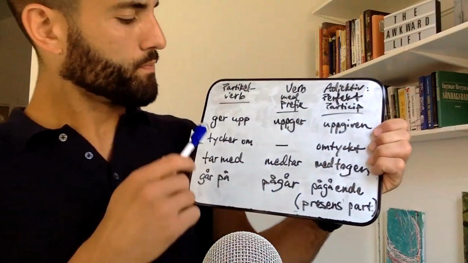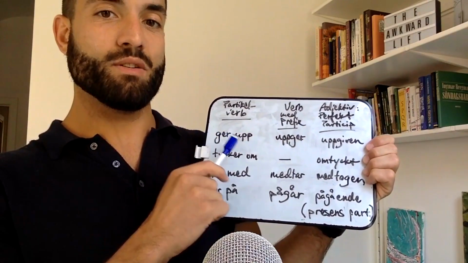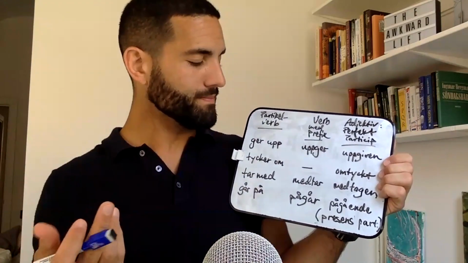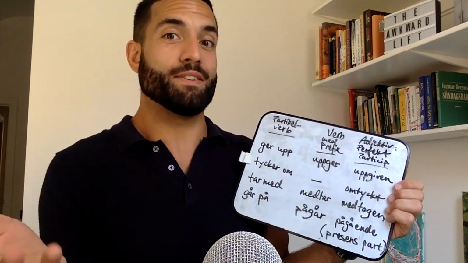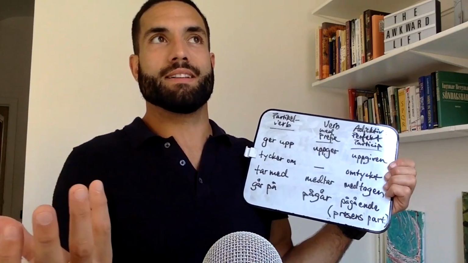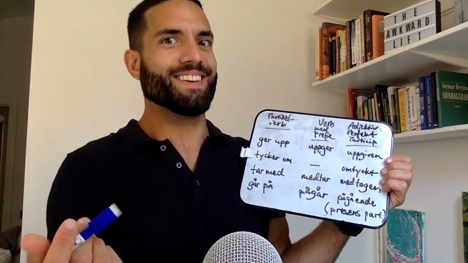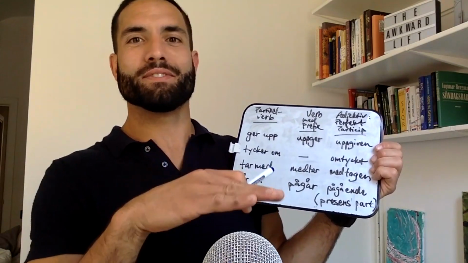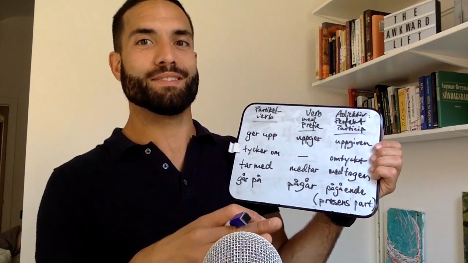So let's have a look here. Jag ger upp. I give up. Ger upp. Yeah? Give up. That's surrender, right? Surrender. So that's a Latin word, I think. I haven't thought about that much, but sur is under, right? And render is something else. So surrender. Yeah?